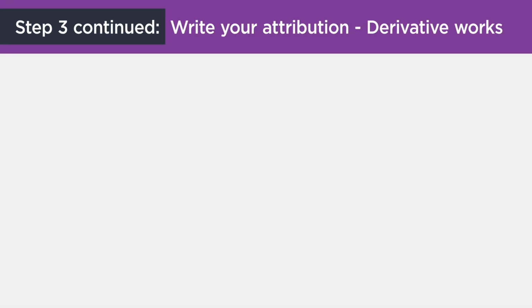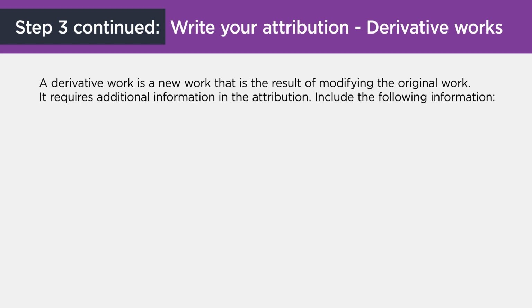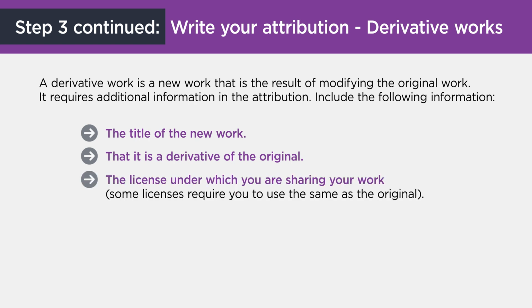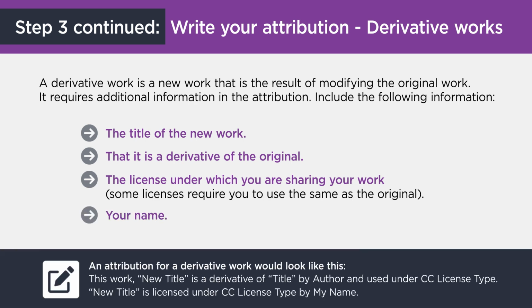Step 3 continued. Write your attribution. Derivative works. A derivative work is a new work that is the result of modifying the original work. It requires additional information in the attribution. Include the following information. The title of the new work. That it is a derivative of the original. The license under which you are sharing your work. Some licenses require you to use the same as the original. Your name. An attribution for a derivative work would look like this.